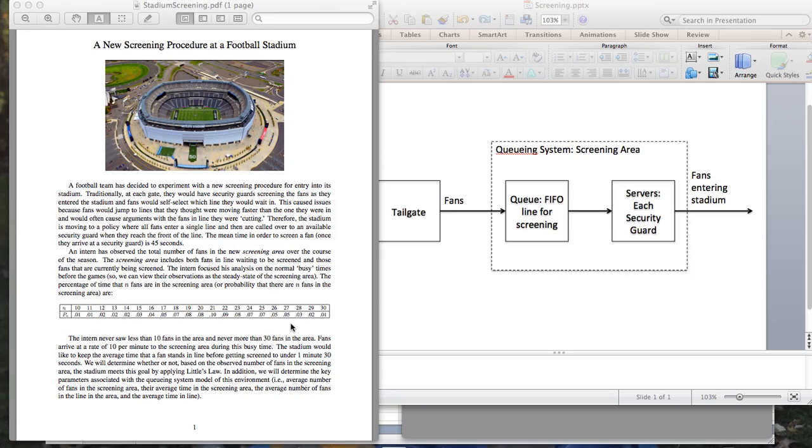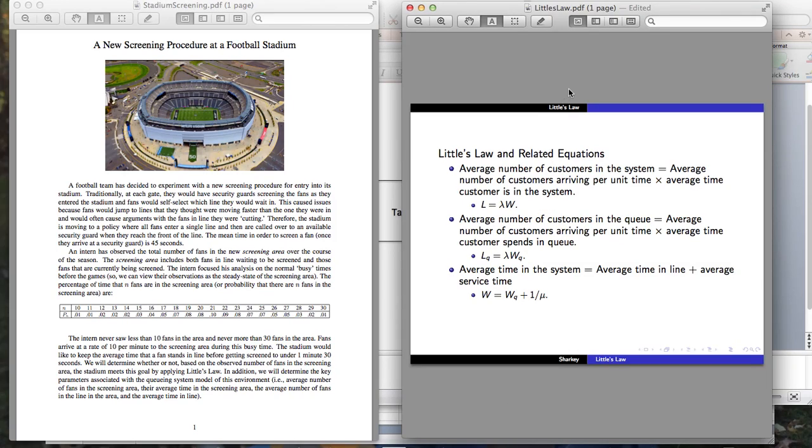So given what we know about the screening area and the screening procedures, we'd like to use Little's Law to calculate some key parameters. Little's Law is a very, very powerful result. It is very general in terms of assumptions on the probability distribution of the input process into the queuing system, etc.